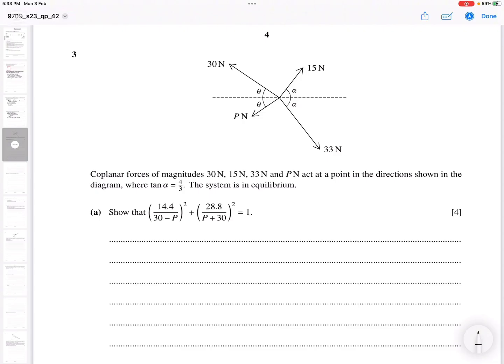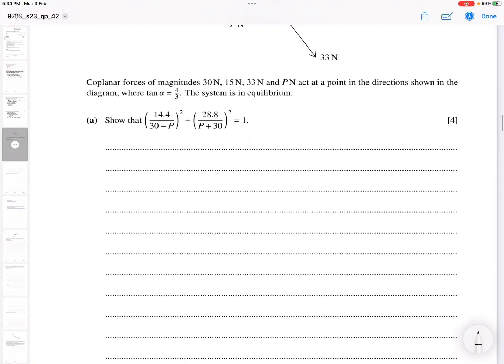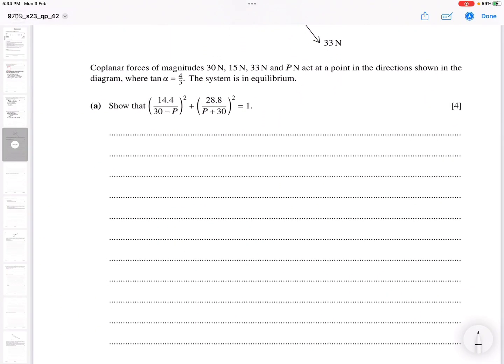For question number 3, coplanar forces of magnitude 30 Newton, 50 Newton, 33 Newton and P Newton act at a point in the direction shown in the diagram where tan alpha equals 4 over 3. The system is in equilibrium. Show that this whole thing is equal to 1. So we can resolve the forces vertically.